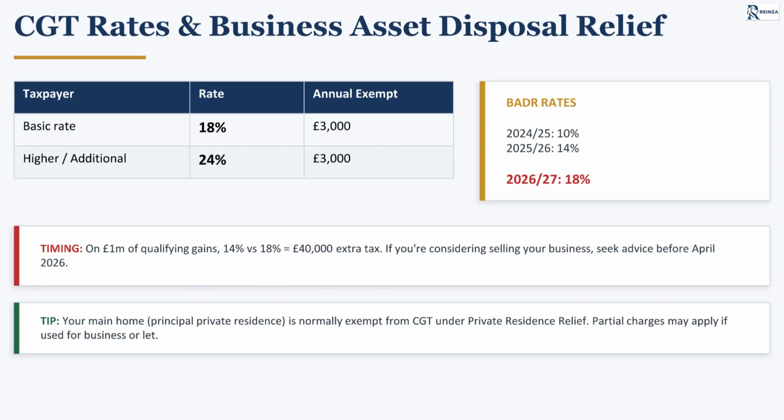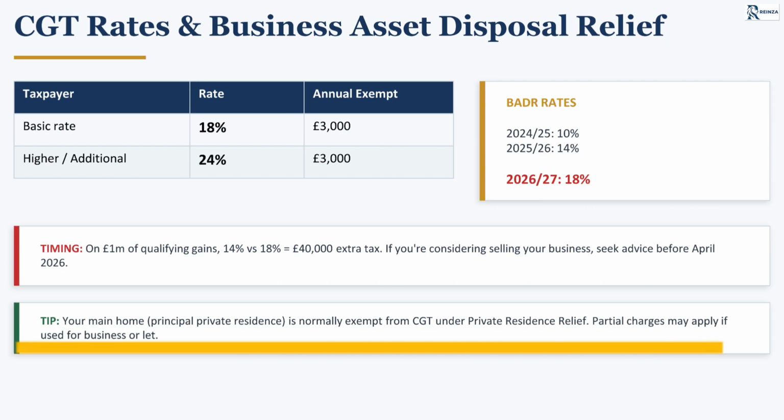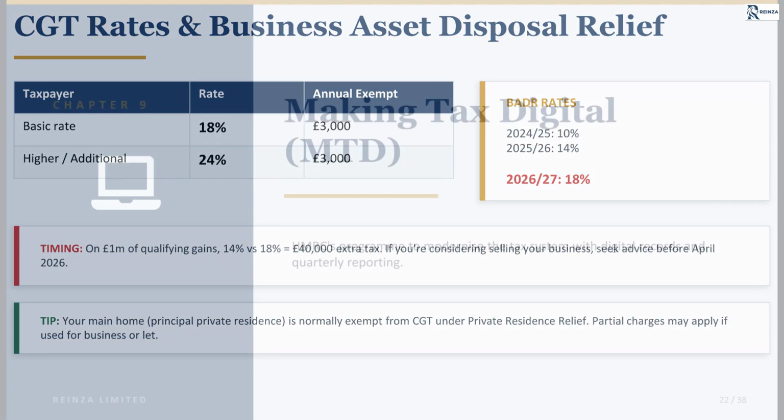One more tip: your main home, known as your principal private residence, is normally completely exempt from CGT under private residence relief. However, partial charges may apply if part of your home has been used exclusively for business, or if you have let out part of it.